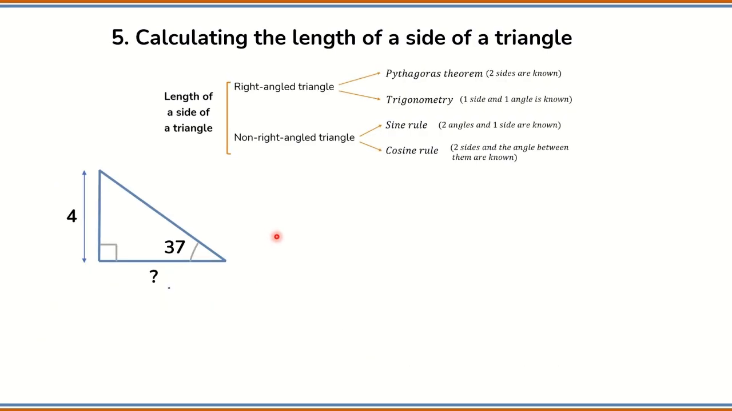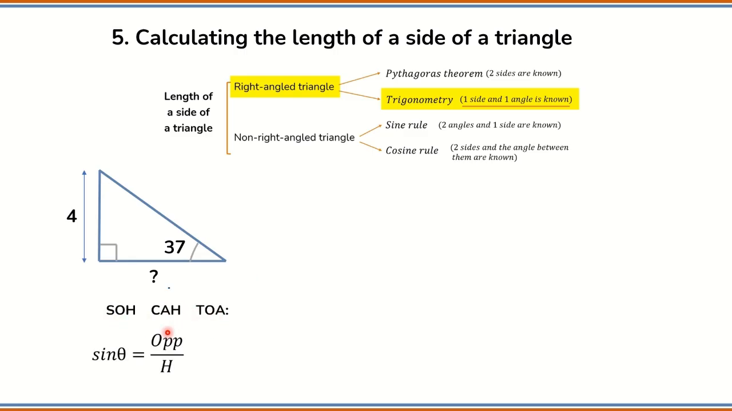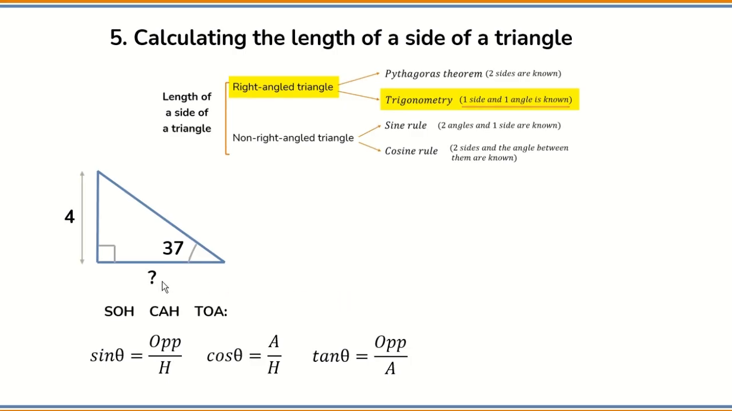Example 5. We have to calculate the length of this side of the triangle. It's a right angle triangle, and one side and one angle are known. So we can use trigonometry. We can apply SOHCAHTOA, and we need to find out which of the three formulas is the right one to apply in this example. If we label all the sides of the triangle, this is going to be the adjacent A, this is the hypotenuse H, and this is the opposite.